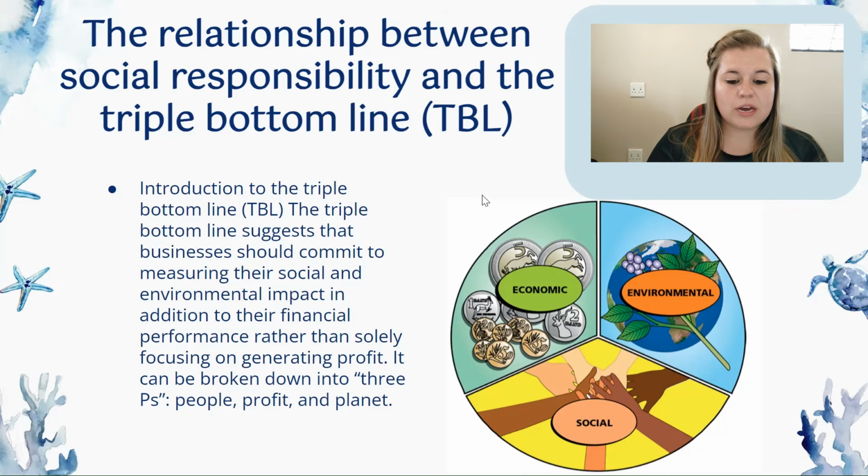The triple bottom line suggests that businesses should commit to measuring their social and environmental impact in addition to their financial performance, rather than solely focusing on generating a profit. It can be broken down into three: as I mentioned, people, that's our social; profits, that's our economic; and the planet, which is environmental. So we need to make sure that we're looking at all three of these with social responsibility.